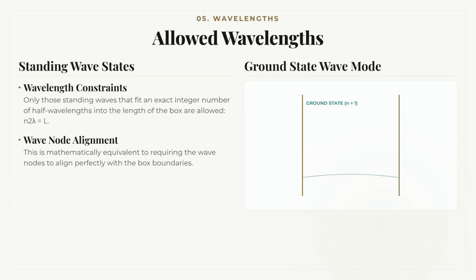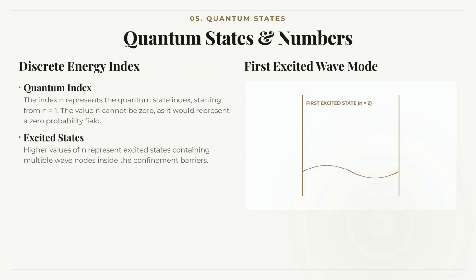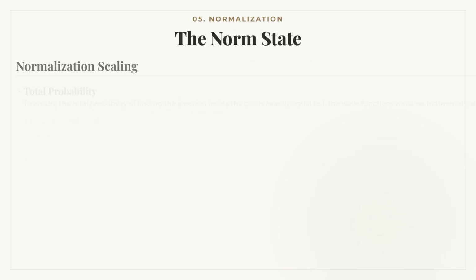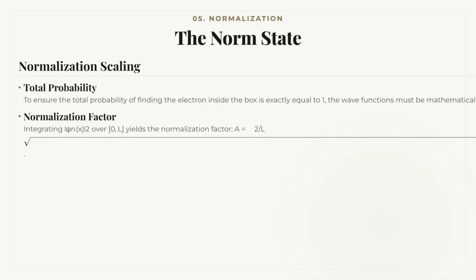As a result, the acceptable wave functions are given by psi n equals A sine of n pi x divided by L, where A is the normalization constant and n is a positive integer called the quantum number. To determine the allowed energies associated with these wave functions, we substitute them into Schrödinger's wave equation.